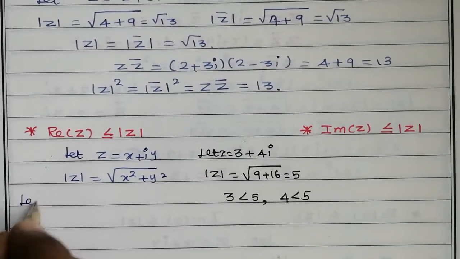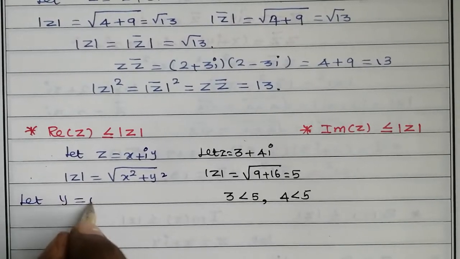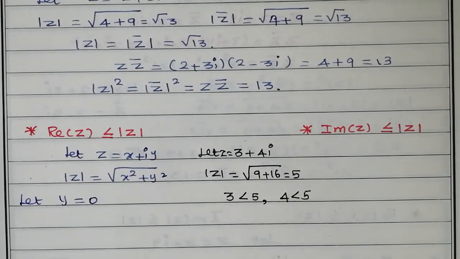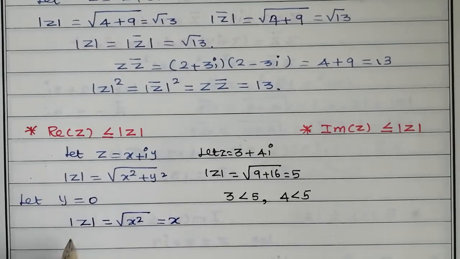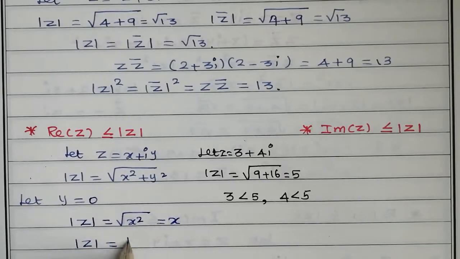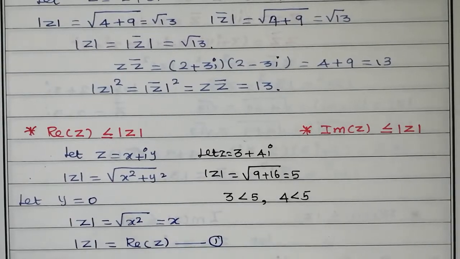First, let y be equal to 0. What is the modulus of z? Modulus of z equal to root of x square, that is equal to x. So modulus of z equal to real part of z is the first case.